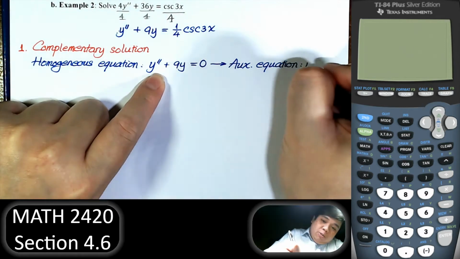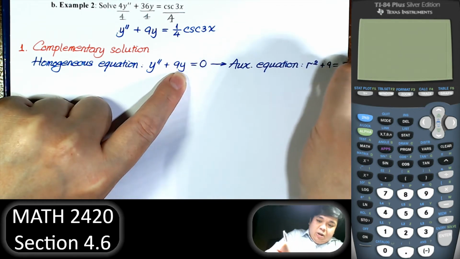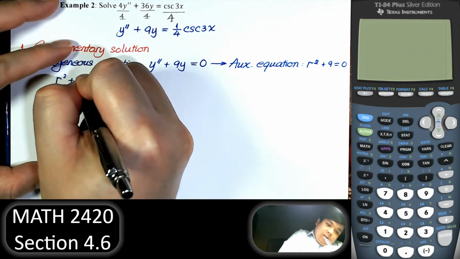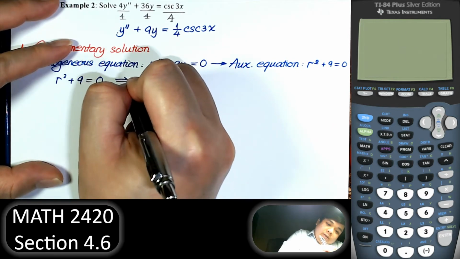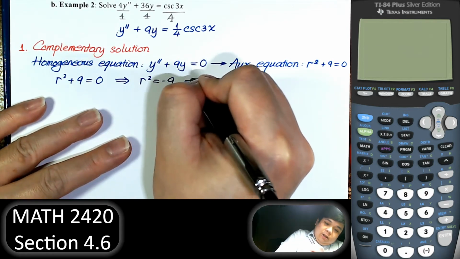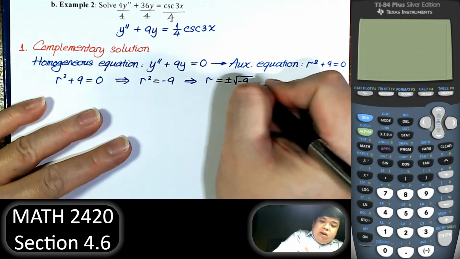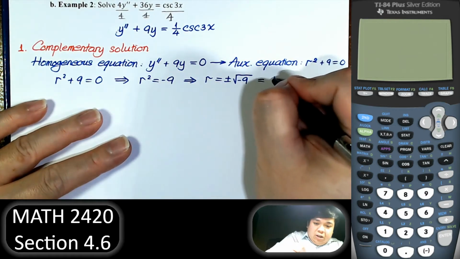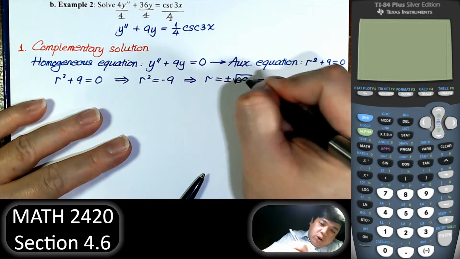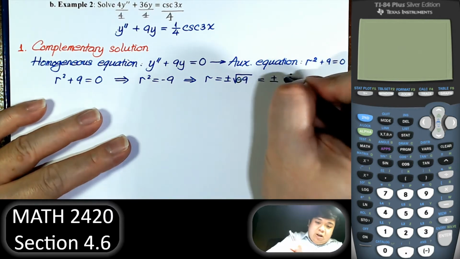Second derivative corresponding to r squared, and the function will be just 9 equal to 0. Now r squared plus 9 equal to 0. So we have r squared equal to negative 9. So r equal to plus or minus the square root of negative 9. Negative inside the square root, that's imaginary, plus or minus 3i.